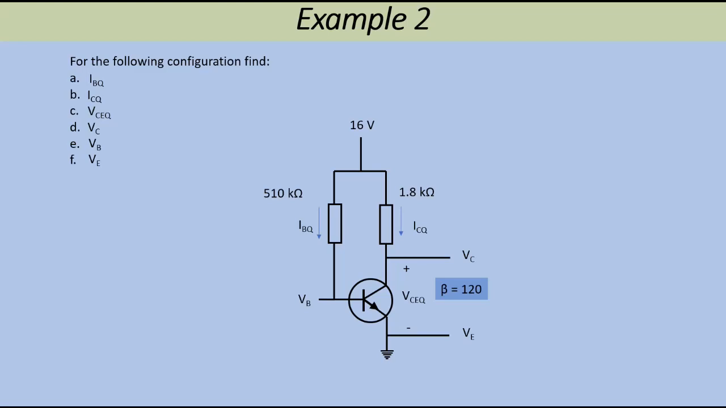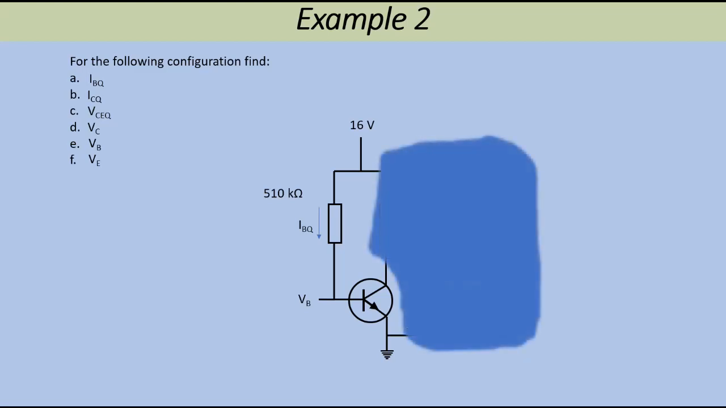Okay, so we'll start off with the first part, which is to calculate IBQ. To do that, we're going to do Kirchhoff's law again, which is that the voltage dropped across the base resistor plus the voltage between the base and the emitter has got to be equal to 16 volts. The voltage dropped across the base resistor is IBQ times RB, and the voltage between the base and the emitter is VBE.